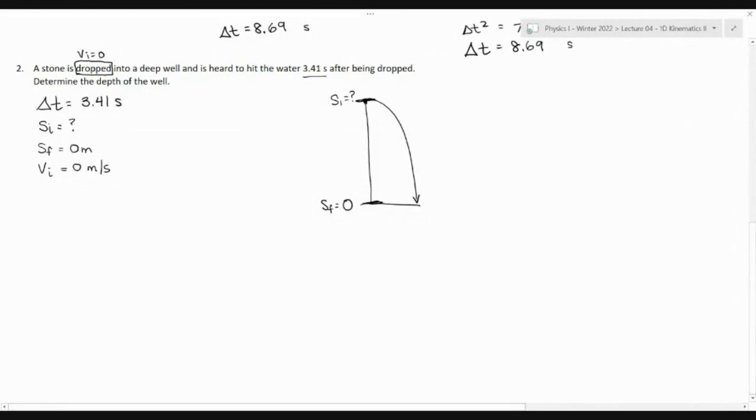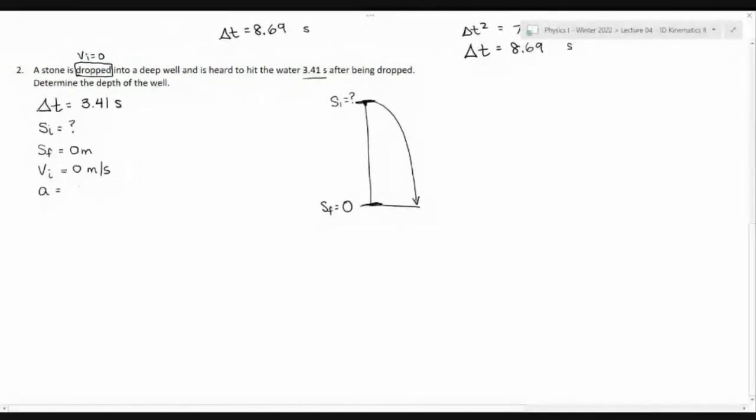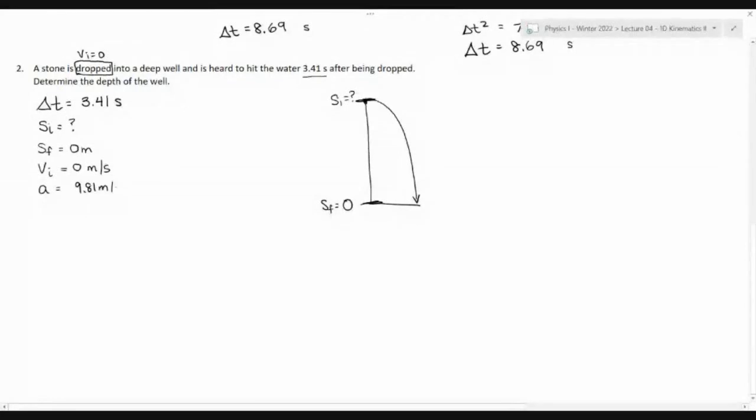The other thing that's implied is because we're dropping something into a well, we're assuming we're near the surface of the Earth. We're not on a different planet because it wasn't mentioned. That's something we're going to talk about at the very end of this course. But right now we're near the surface of the Earth where gravity is always the same value, 9.81 meters per second squared. And we just have to decide if we're making it positive or negative. That all just depends on which way we wanted to say positive would be.